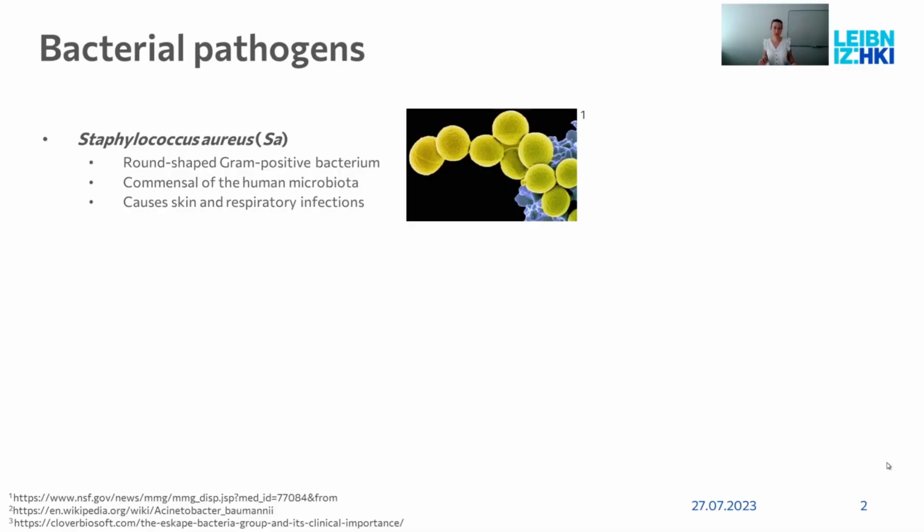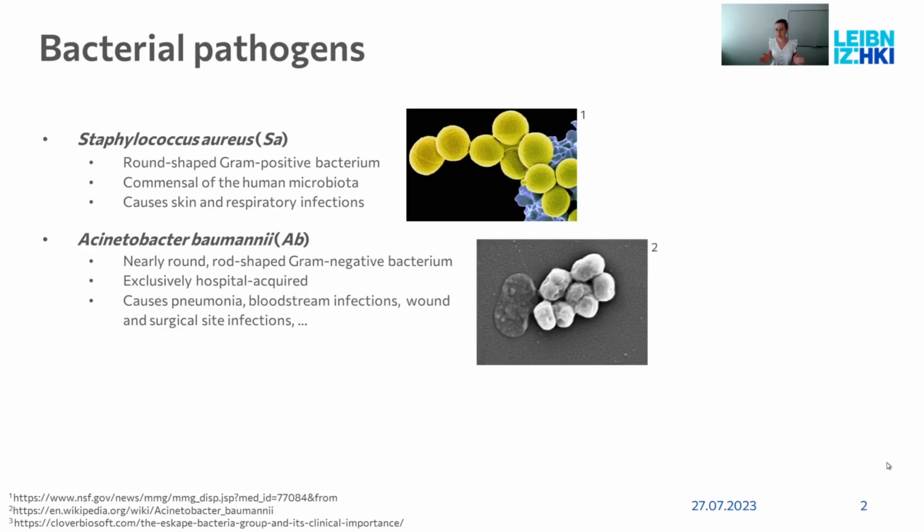One of these pathogens is the well-known bacterium Staphylococcus aureus, which is a round-shaped gram-positive bacterium that resides in the human microbiota as a commensal. It can be community-acquired or hospital-acquired and can cause skin and respiratory infections. The second pathogen is called Acinetobacter baumannii, and it is a nearly round, slightly rod-shaped gram-negative bacterium that is exclusively hospital-acquired, and its natural habitat is still unknown. And it can cause a variety of different infections like pneumonia, bloodstream infections, or wound and surgical site infections.